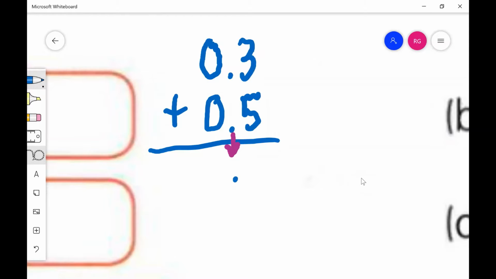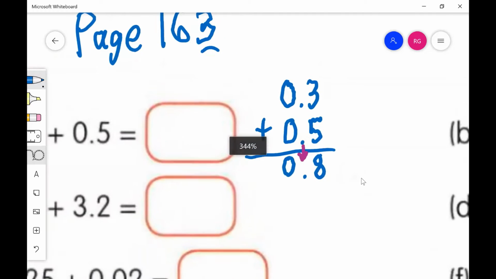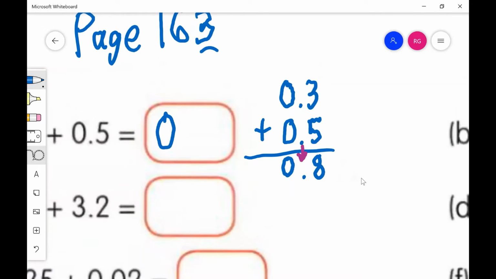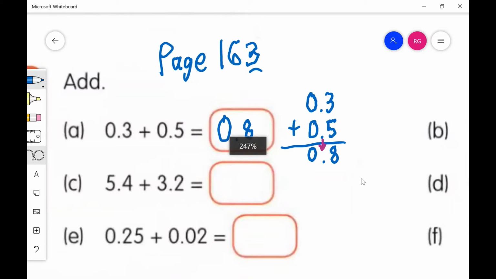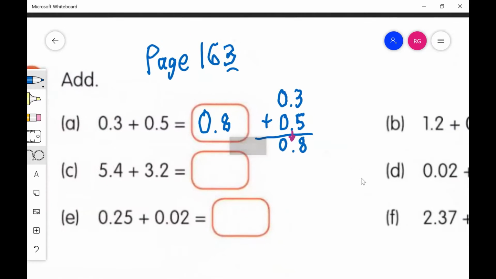So what is 3 plus 5 here? It's 8. Okay, so we shall write 8. And then 0 plus 0 is what? 0. All right, so our answer is 0.8 here. Or 0 and 8 tenths. Yes, or 0 and 8 tenths. Thank you. All right, okay.